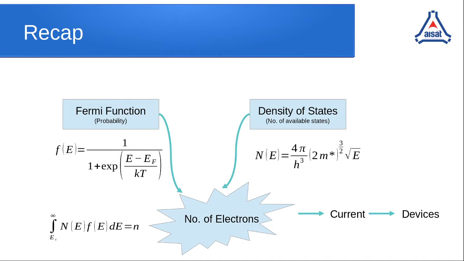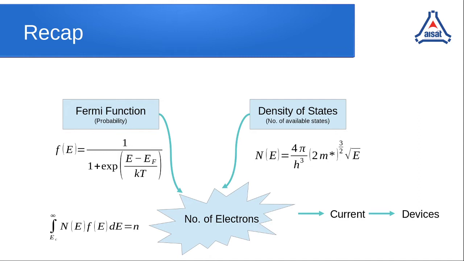where EF is an energy level known as the Fermi level. And the concept was, the Fermi level is the level where the probability of finding an electron is 50%, or 1 by 2. As usual, K is the Boltzmann's constant and capital T is the temperature in Kelvin.